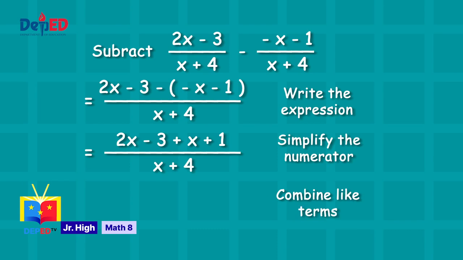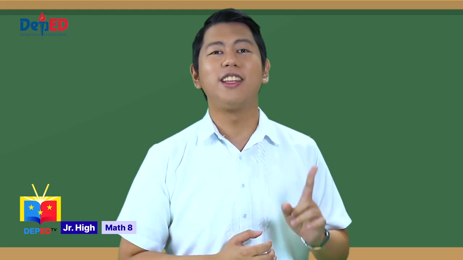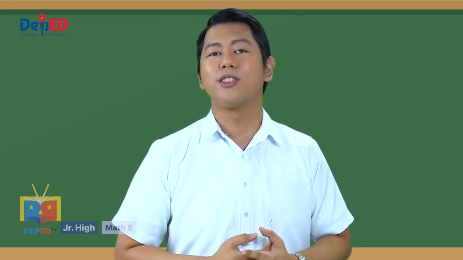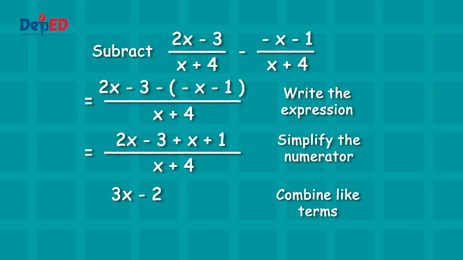Can you now combine like terms in the numerator? We will have the final answer, or the difference, is the rational expression 3x minus 2 all over x plus 4. And this expression is already in its simplest form.